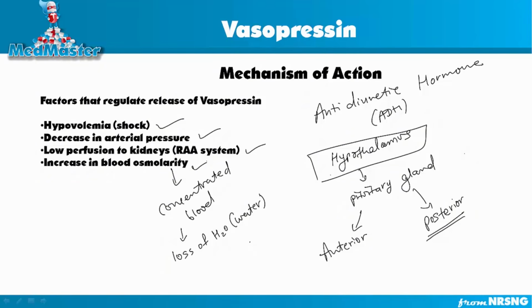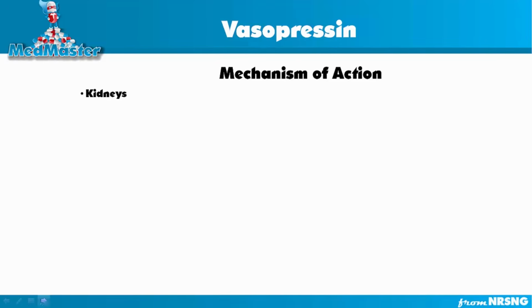So what is the mechanism of action of vasopressin? There are two main mechanisms of action of vasopressin. Let's look at the first one, the mechanism of action of vasopressin on kidneys.